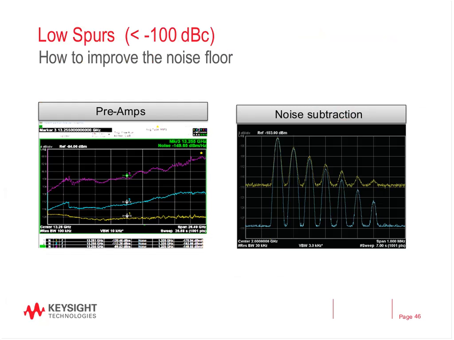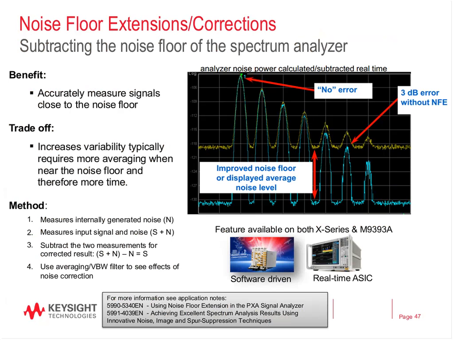So moving on, I have a couple more areas to cover before we wrap up here. Now, let's say you need spurs lower than 100 dBc, and so you need a large amount of margin. There's a couple of different approaches. There's preamps and noise subtraction. The first thing I want to talk about is noise subtraction. All of our spectrum analyzers have the ability for noise subtraction.